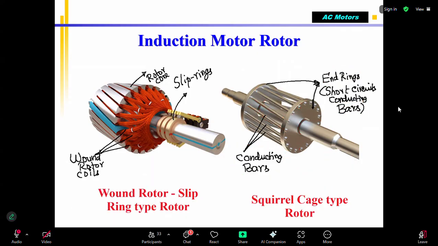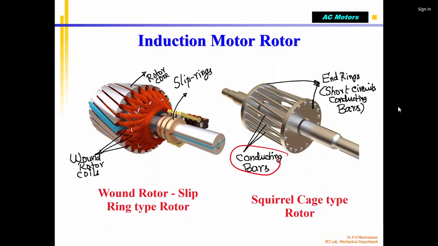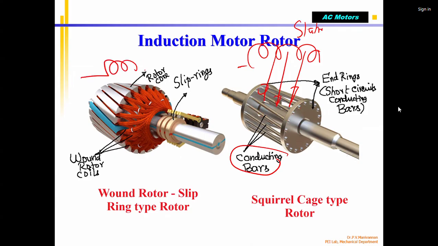No coils. Coils are replaced by conducting bars, and the conducting bars are connected by another pair of conducting end rings. That is all a solid ring. So now, if magnetic flux cuts, correct? I have my stator coil outside, correct? This is my stator coil, and here also, I have a stator coil.